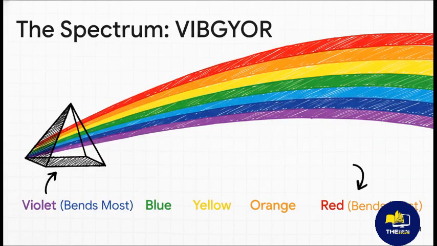And since the amount of bending is tied directly to the wavelength, the colors always spread out in the exact same order. It goes from violet, which bends the most, through indigo, blue, green, yellow, orange, all the way to red, which bends the least. VIBGYOR. It's a predictable and absolutely beautiful law of physics.